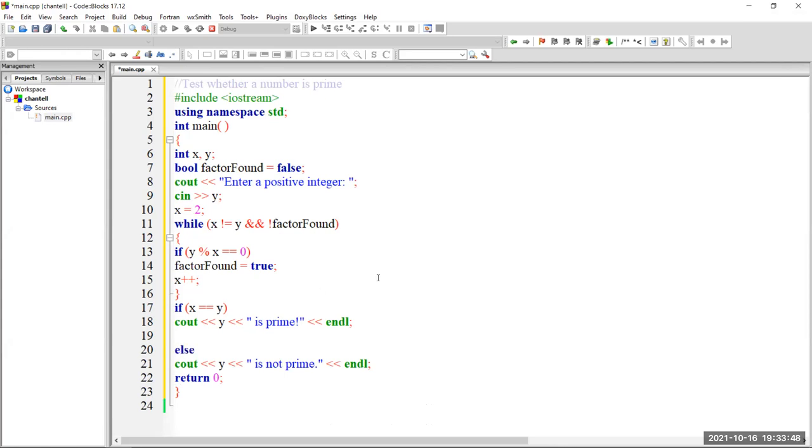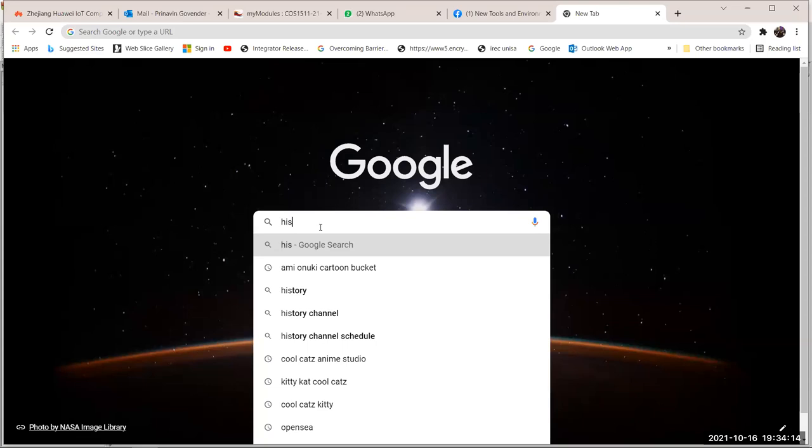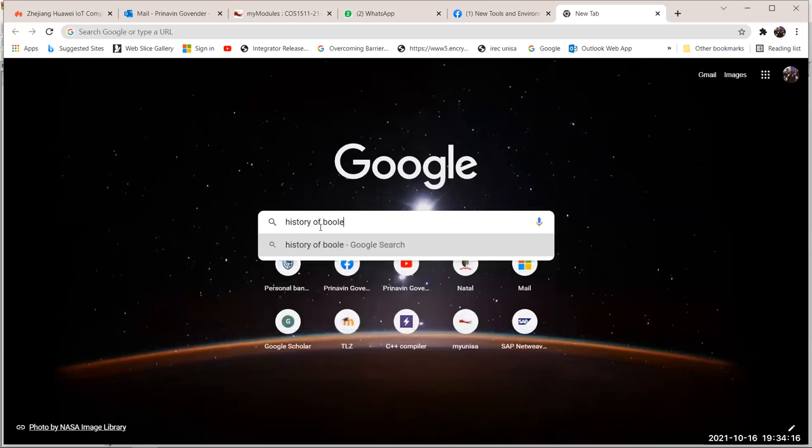Right. So let's look at what happens in this case. You know, I told you about a Boolean variable. By the way, if you do a Google on Boolean variables, it's named after George Boole. He's the guy who kind of invented this number system, or the way we think about true or false, yes or no. That's where it came from. Let's do a quick search: history of Boolean.